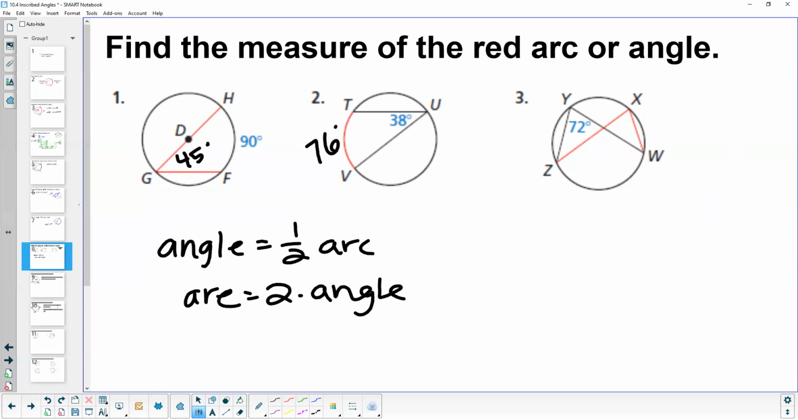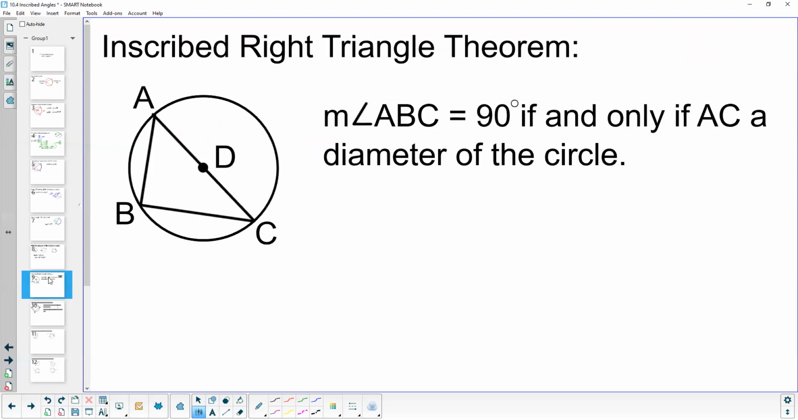And then the last thing that we talked about is that theorem that says if I have 2 inscribed angles that have the same intercepted arc, then the angles are congruent to each other. So to find this last angle here, we know it's going to be 72 degrees because both of them have an intercepted arc of WZ. Okay, let's talk about 2 more theorems here that we can use.